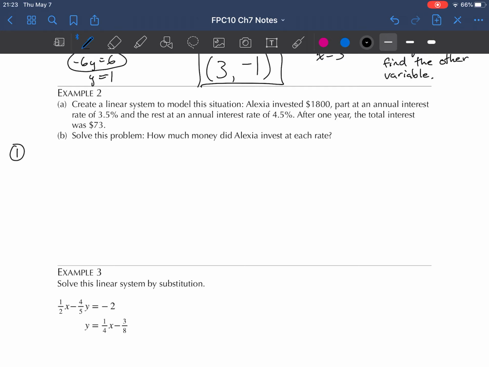Number 1, define our variables. We are going to use L to be the amount of money invested at 3.5%. I used L to indicate low percent. H will be the amount in dollars invested at 4.5%. Why didn't you just invest it all at 4.5%? That would make more sense, wouldn't it? Higher interest rate, more money back. Maybe there's some other issues involved.